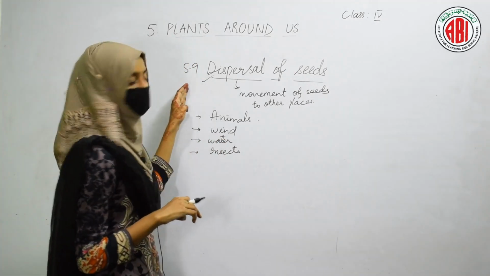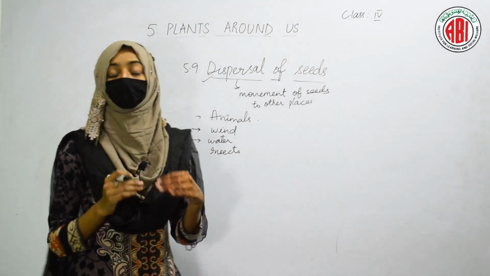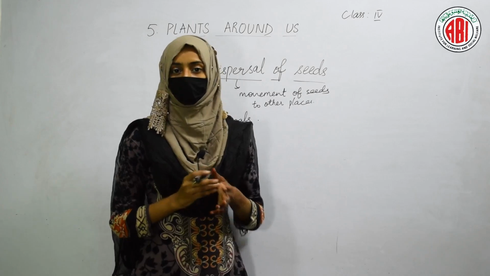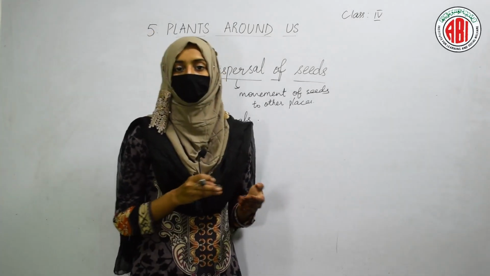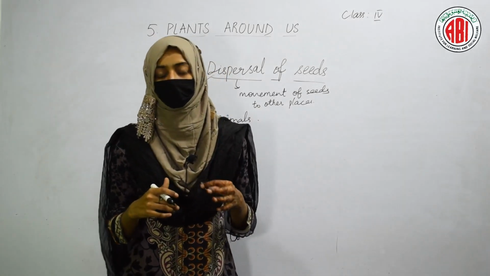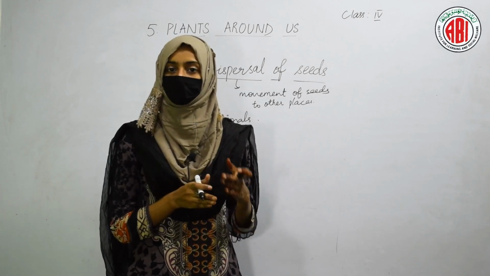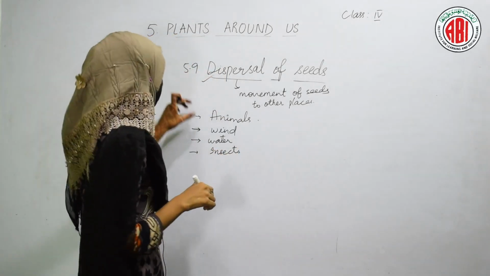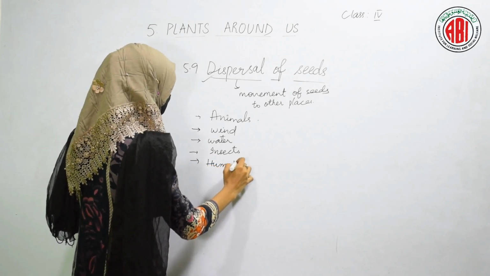So the dispersal of seeds can be done through animals, wind, water, insects, and even through human beings. If you sit anywhere where the seeds have fallen accidentally, in the grass or on the ground, or when you flick your clothes, the seed can be thrown to another place. They can fall at the other place and they germinate when they get the proper conditions. So in this way, through animals, wind, water, insects, and human beings, the seeds can disperse.